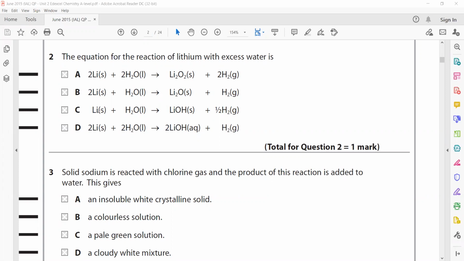When you check here, the equation is balanced, but the state of lithium hydroxide is written as solid. But when we add lithium metal to water, it results in the formation of aqueous lithium hydroxide, or alkali. That's why D is the right answer.